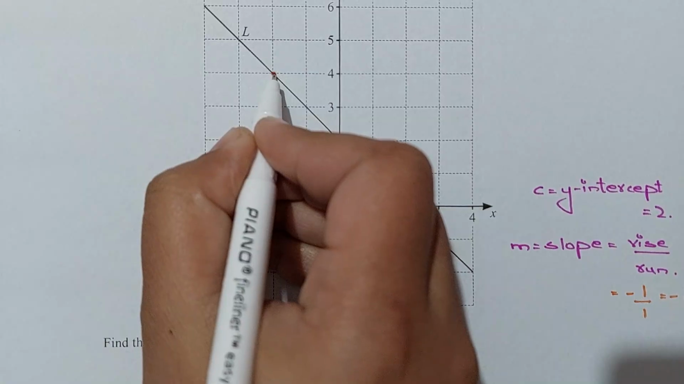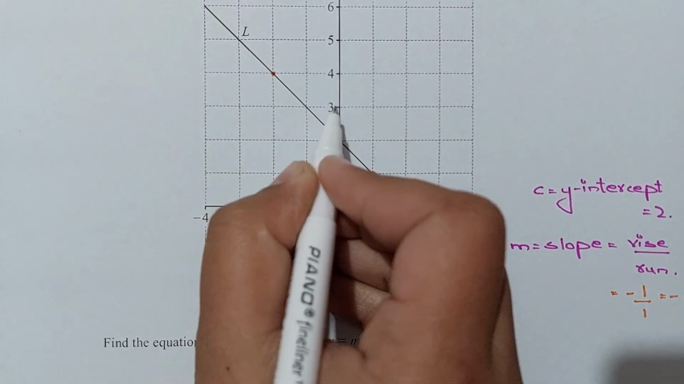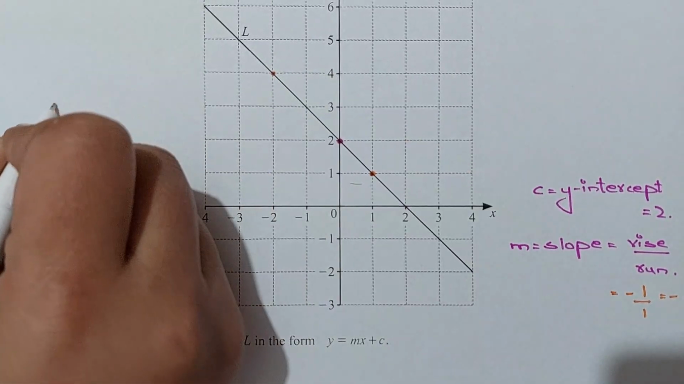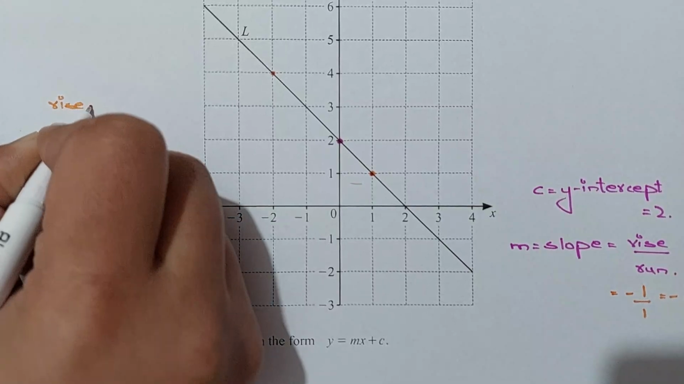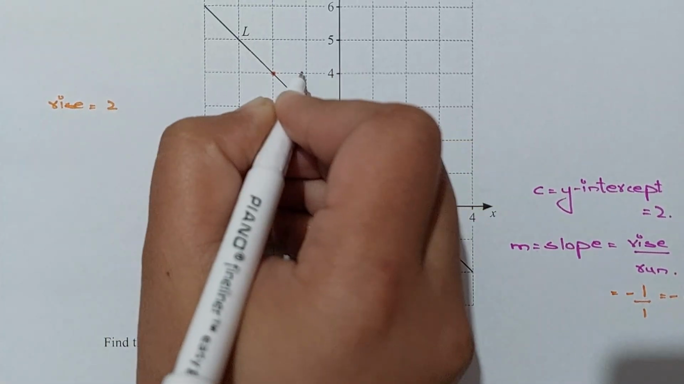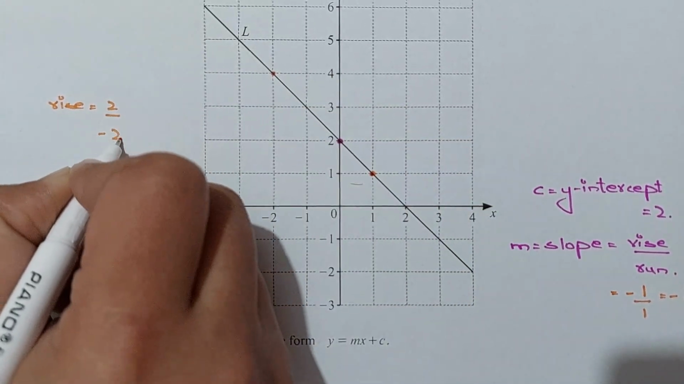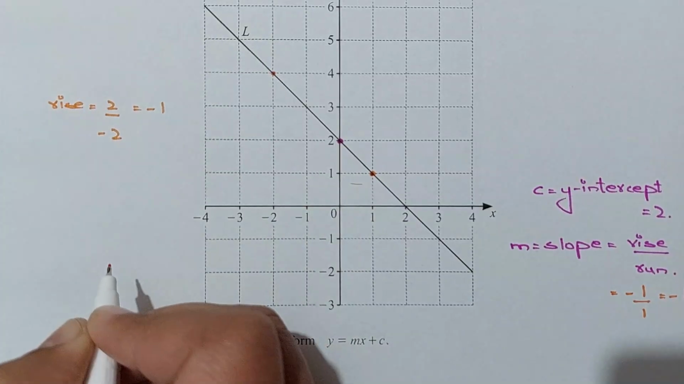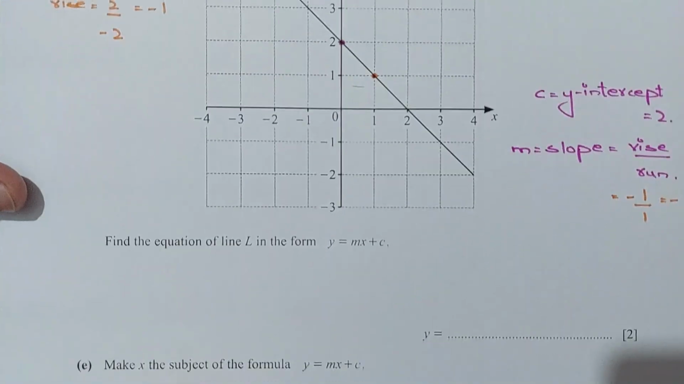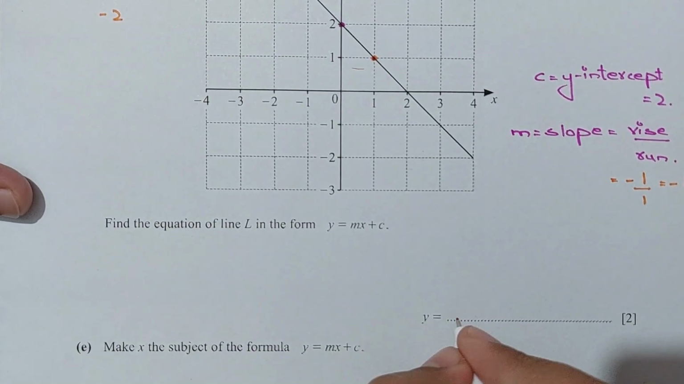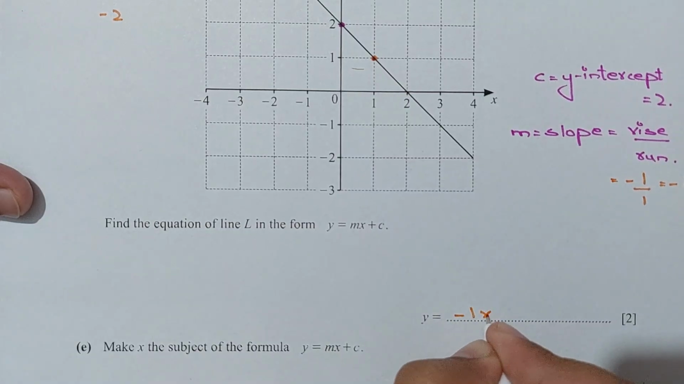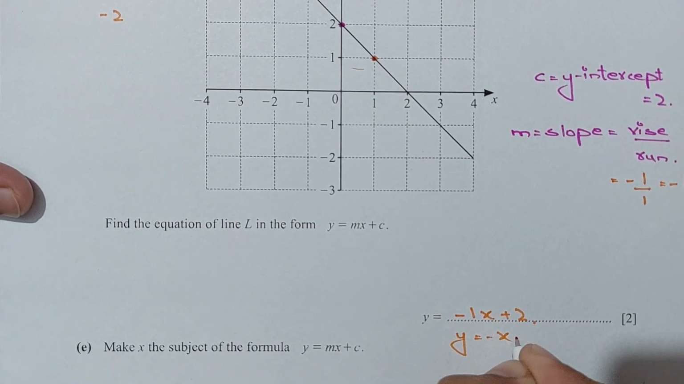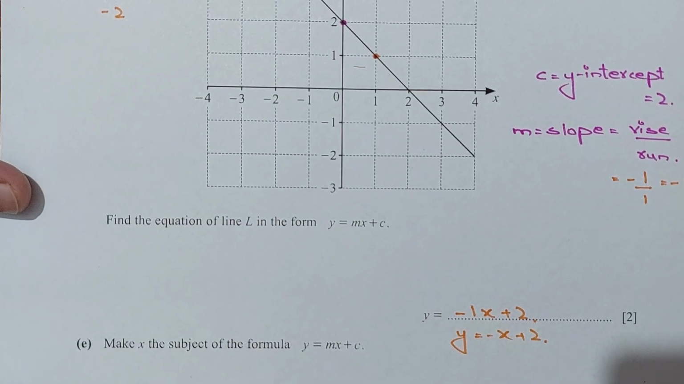Okay, if I use this point, how much is the rise? The rise is 2 units, and how much is the run? 2 units to the left. Again, the slope is -1. So you will get the same slope if you fix any point. So the slope is negative 1x and the y-intercept is 2. So y equals -x plus 2. This is the equation of the line.